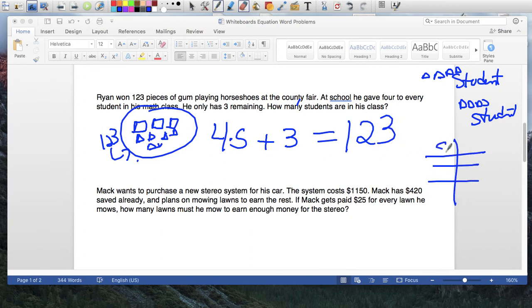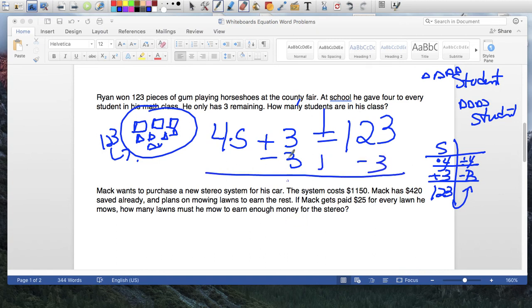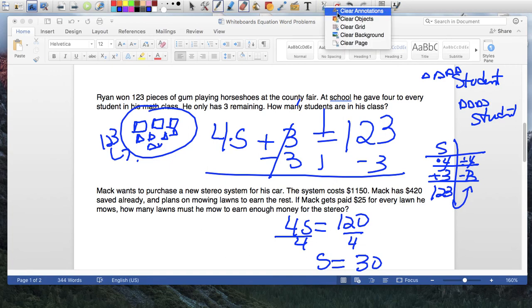So here's my S, it's times 4, and then plus 3, it's going to give us 123, minus 3, and then divide by 4. So let's do minus 3 first. Let me draw a line. Minus 3. 3 minus 3 is 0, and then 123 minus 3 is 120. Now we divide by 4, and S, the number of students, equals 30. So there were 30 students, and each student got 4 pieces of gum.